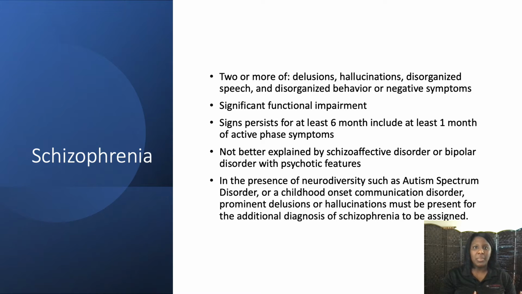So this means that even though there might be prodromal phases and residual phases, we're really looking for at least a 1 month period where there are active phase symptoms. And you can look more in your DSM-5 to understand exactly what that means. The schizophrenia is not better explained by a schizoaffective disorder or a bipolar disorder with psychotic features. So you'll note that that is particularly there in the diagnostic criterion. And in the presence of neurodiversity, such as an autism spectrum disorder or perhaps a communication disorder that developed in childhood, it is important for there to be a prominent experience of delusions and or hallucinations in order for the additional diagnosis of schizophrenia to be assigned.